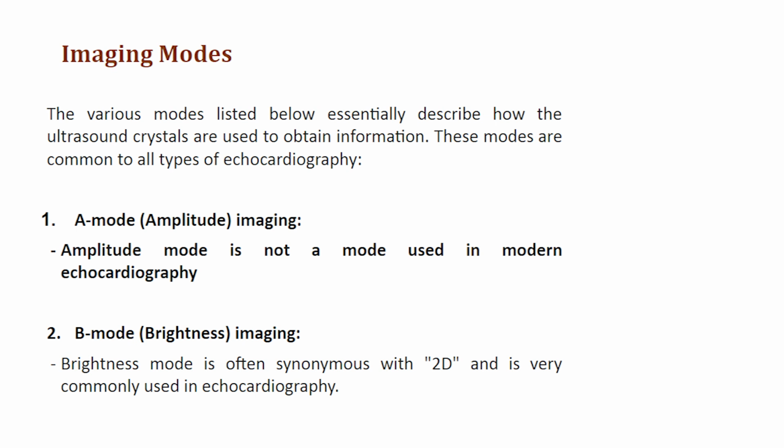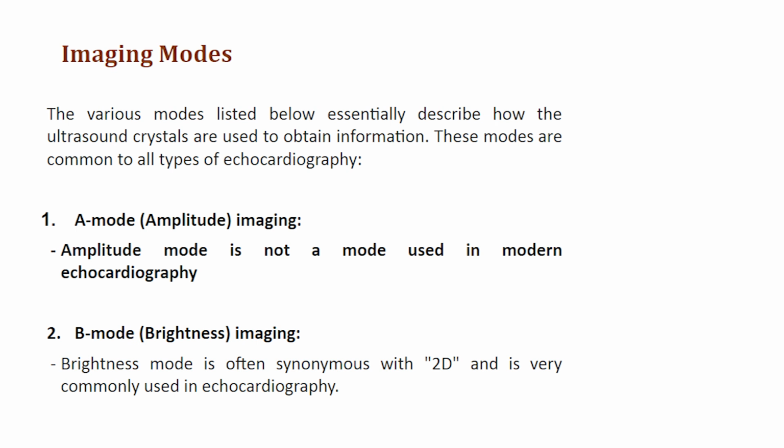This mode is considered one-dimensional and is used to measure the distance between two objects by dividing the speed of sound by half of the measured time between the peaks in the A mode plot, which represent the two objects in question. Amplitude mode is not a mode used in modern echocardiography. So, A mode is not generally used in modern echocardiography.